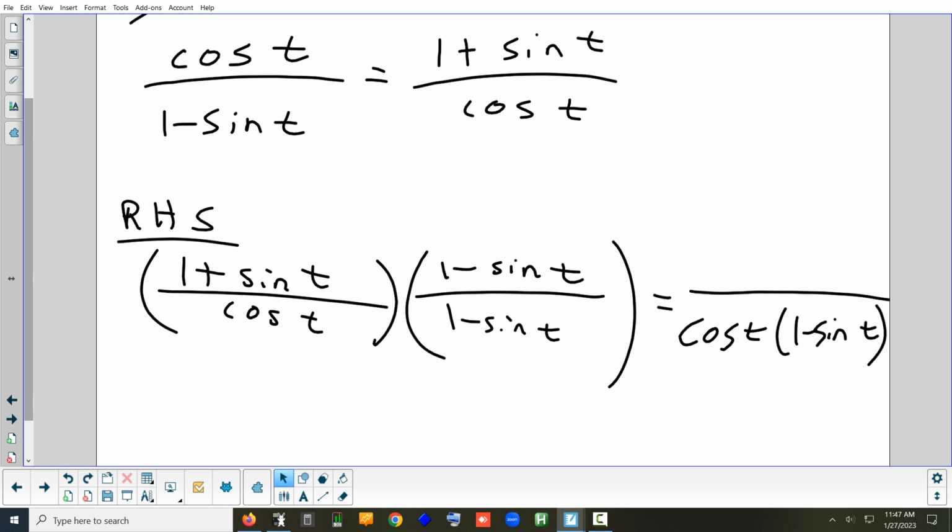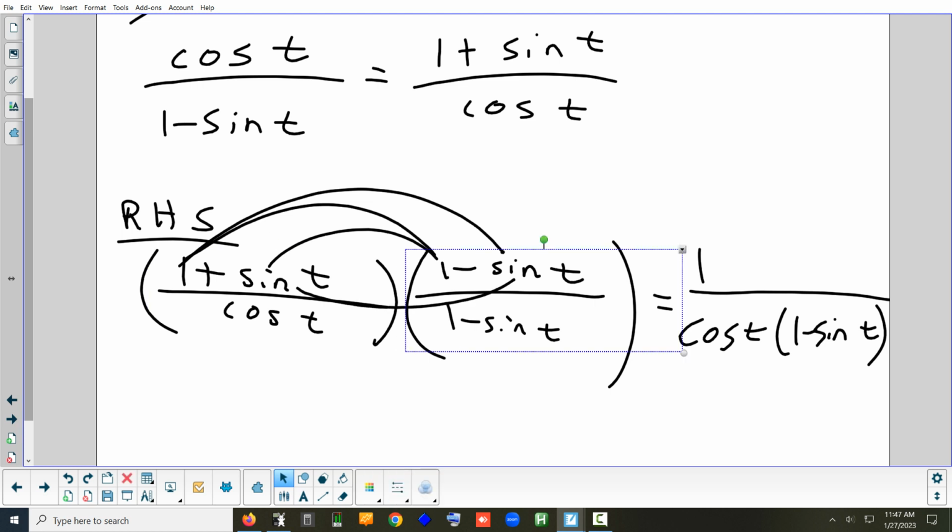Okay, so let's FOIL. 1 times 1 gives me 1. 1 times negative sine, and 1 times positive sine. So negative sine, positive sine. Those are gone. Positive sine times negative sine. Well, what's a positive times a negative? Negative. Sine times sine is sine squared. Negative sine squared.